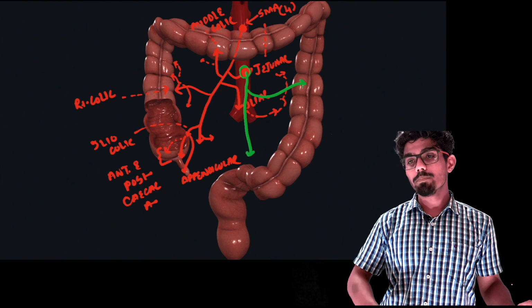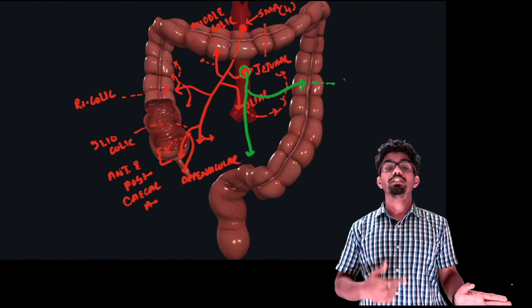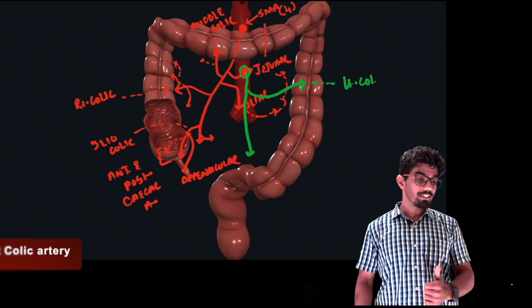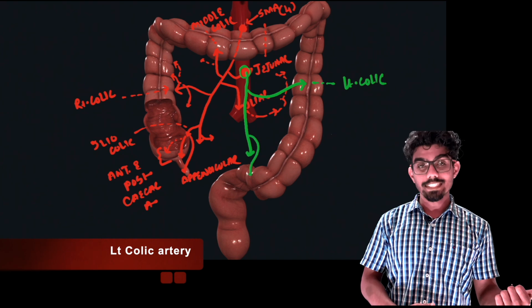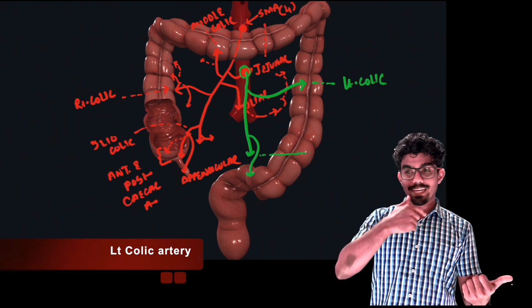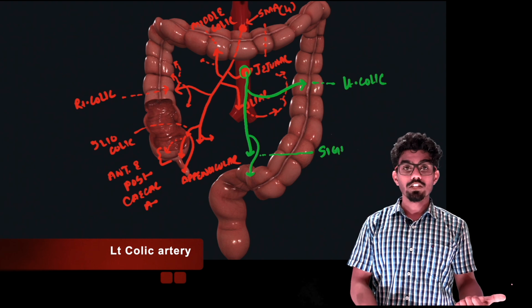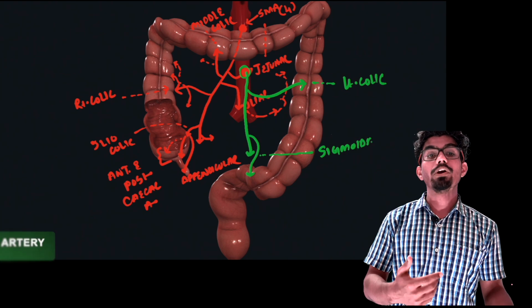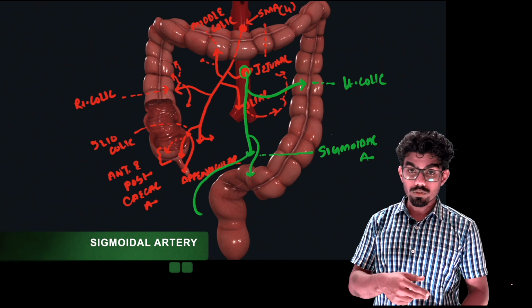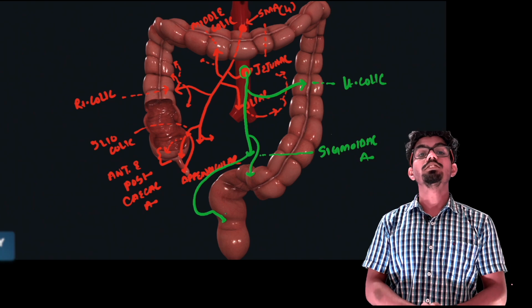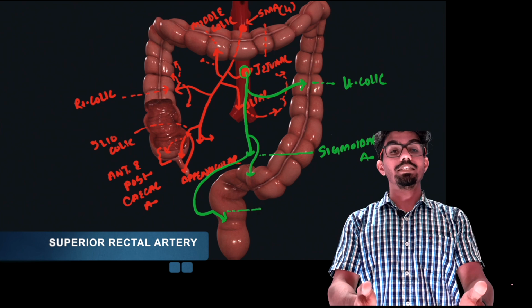Now the inferior mesenteric artery gives a branch called the left colic artery. Look, the right colic and the middle colic arteries are given by the superior mesenteric artery, whereas the left colic artery is given by your inferior mesenteric artery. Now the inferior mesenteric artery gives another branch to the sigmoid called the sigmoidal artery, and also it gives another branch to the rectum called the superior rectal artery.